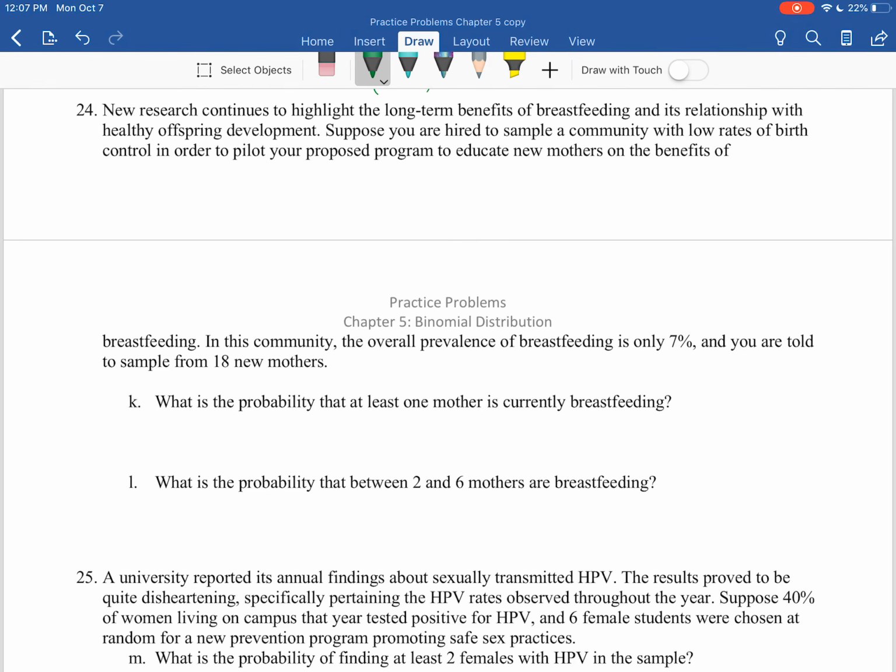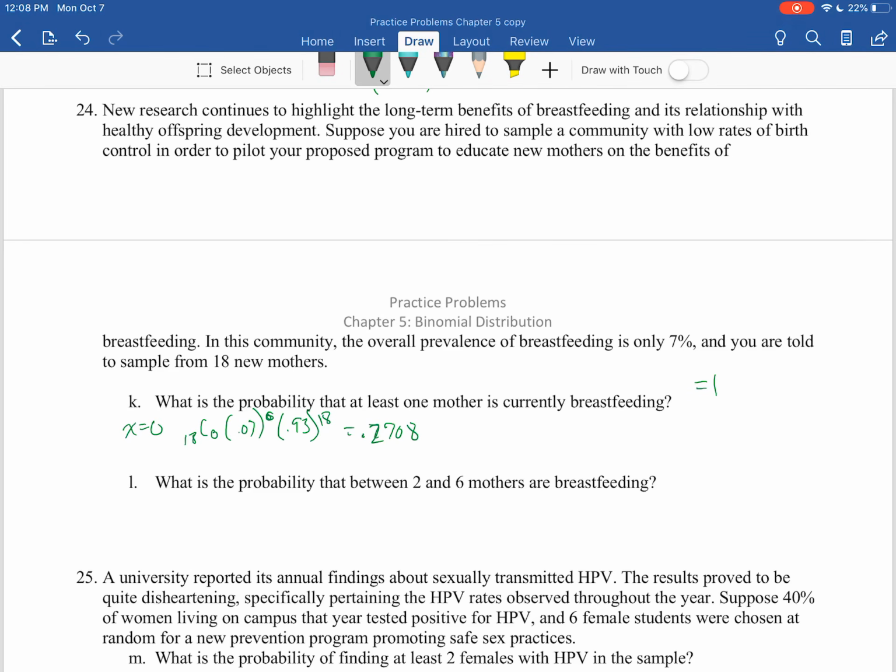Or we can use some of the rules that we know about probability, where we know the total sum of the probability is going to equal 1. And if we know what the probability of x equals 0 is, we can then say 1 minus that probability gives us 1 through 18. So if we do 18 choose 0, 0.07 to the power of 0, times 0.93, our q, to the 18th power. And you write this out, you get 0.2708, or there's a 27.08% chance of finding no mothers that are currently breastfeeding.